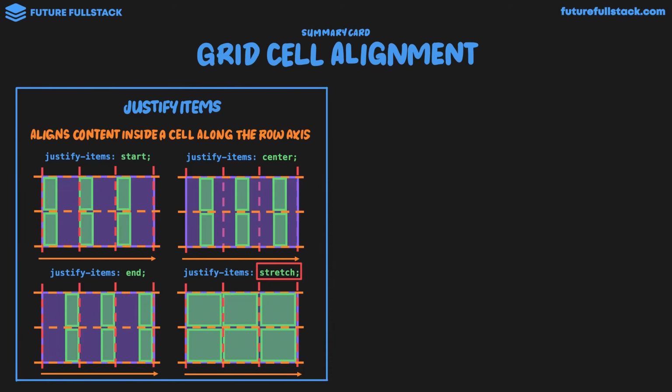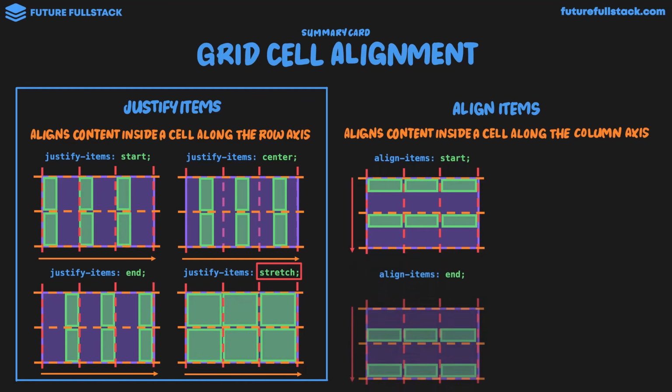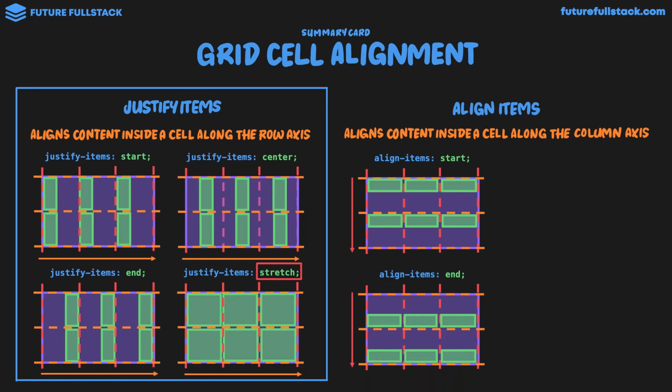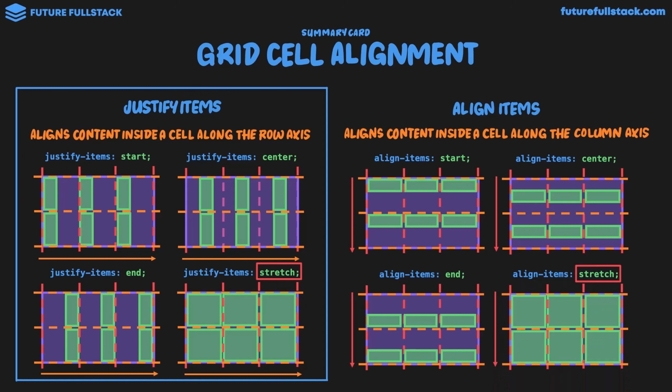The second property we looked at was align items. This aligns content inside a cell along the column axis. The first value we looked at was start, where our grid items were at the start of each grid cell along the column axis. The next value was end, where our grid items were at the end of each grid cell along the column axis. The next value was center, where our grid items were centered inside the grid cells along the column axis. And the final value was stretch, which is the default value, and is where our grid items stretch the full height of the grid cell along the column axis.